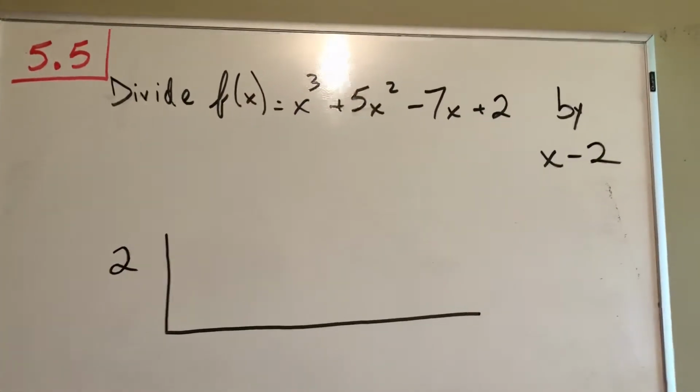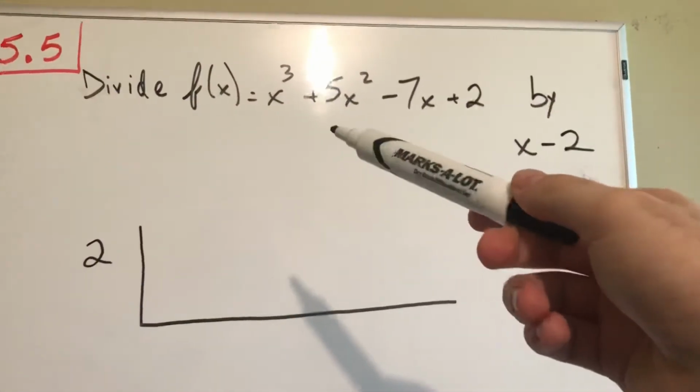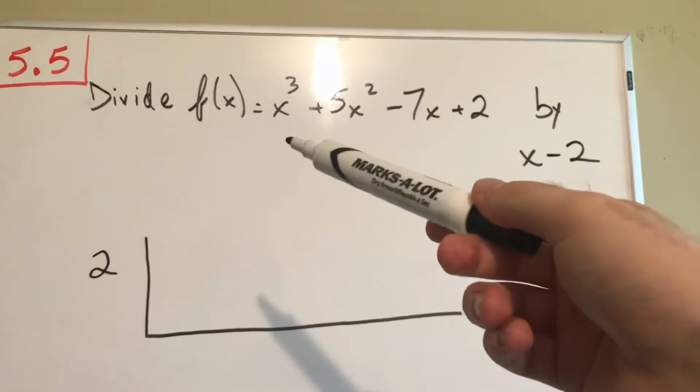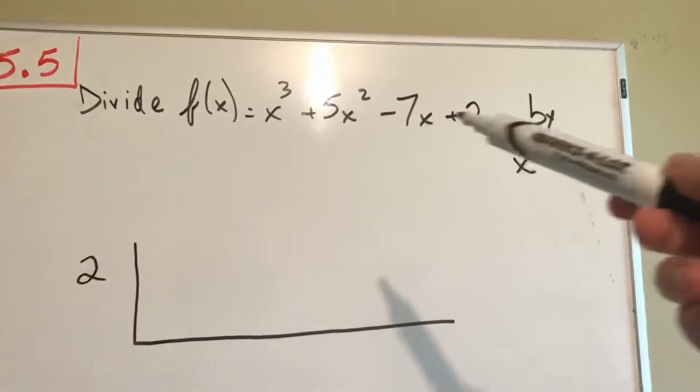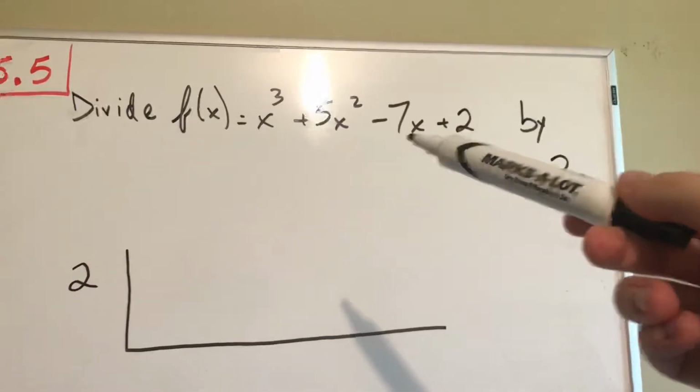And now setting this up, I'm just going to take the coefficients of my function starting right here. Again, check that you have all the exponent degrees. So in descending order, we have 3, 2, 1, and 0. So my coefficients are going to be 1, 5, negative 7, and 2.